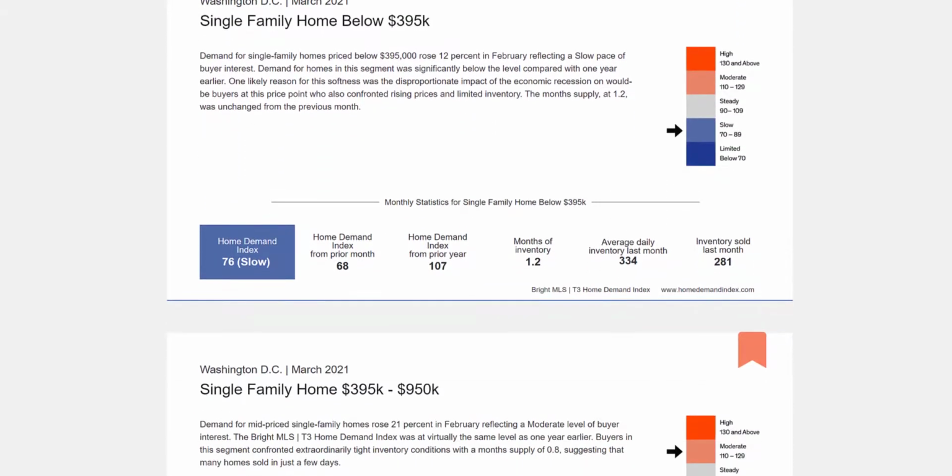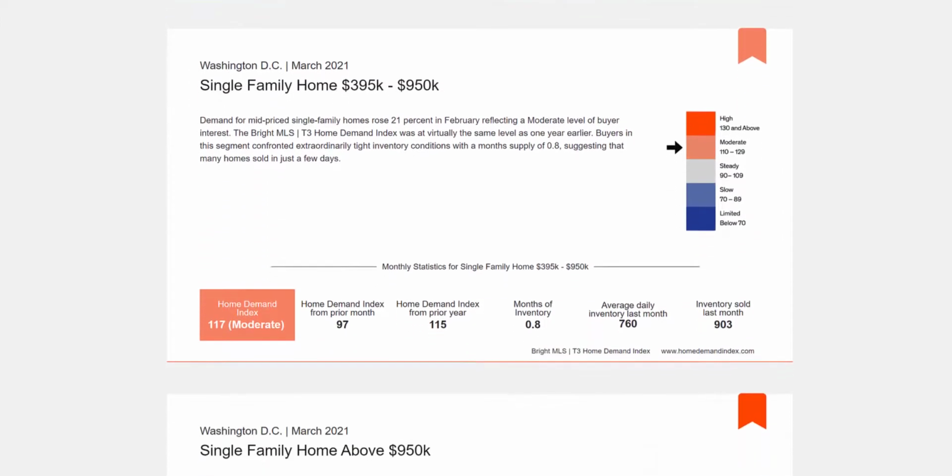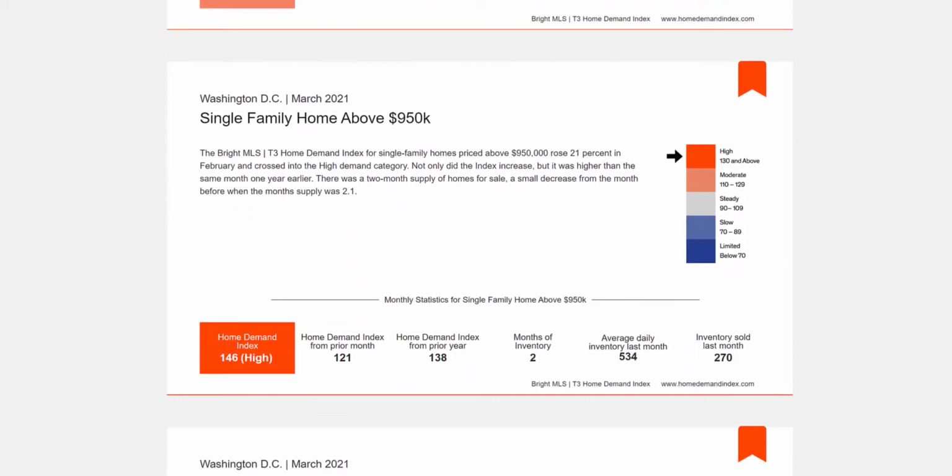So for instance, in single family homes above 950,000, our market activity rating was high at 146, up from 121 the previous month and 138 the prior year. Our months of inventory is 2, which is high for the market segments that we're looking at here. Average daily inventory last month was 534, and inventory sold last month was 270. So inventory levels relative to other segments, not terrible. Lots of showings and views, but a decent amount of inventory.